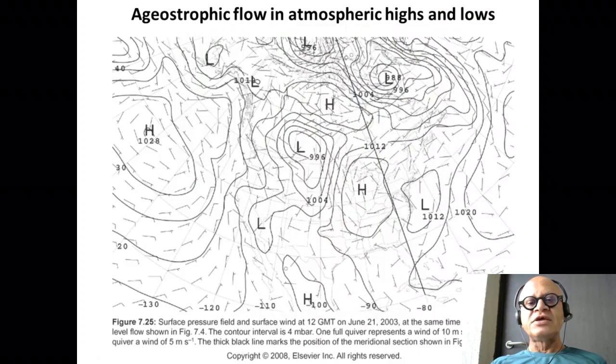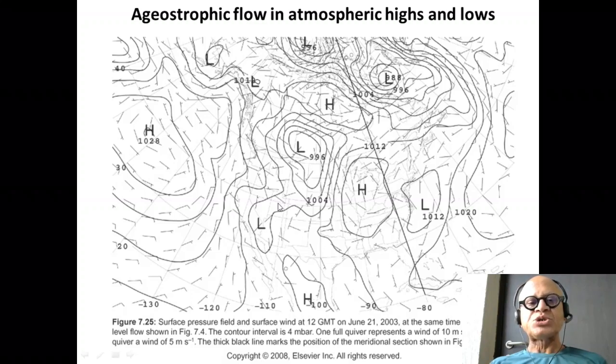Now let's look at the same. So that previous figure is shown as a section along this line, and now look at this surface pressure field and surface wind at some particular time on June 21, 2003, which is what we have been looking at. It's the same time as the upper level flow we have been looking at in previous figures.